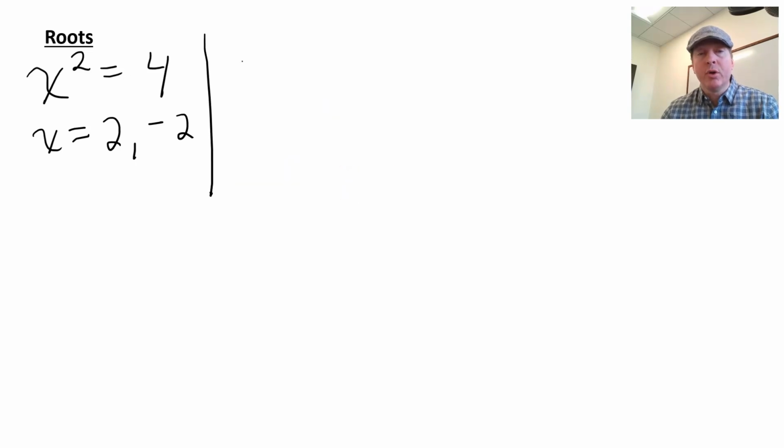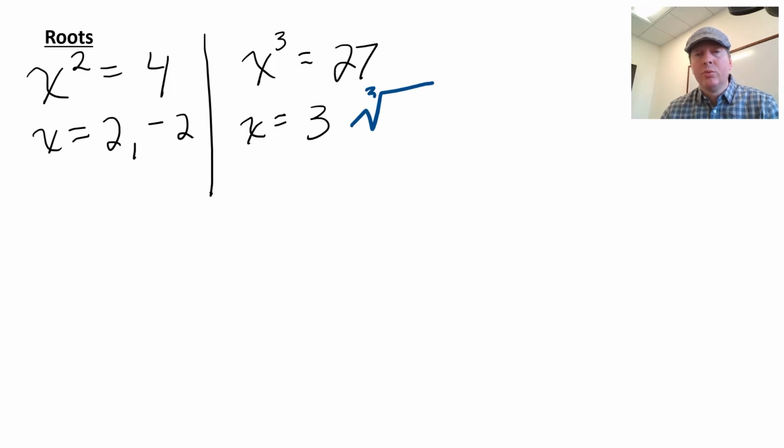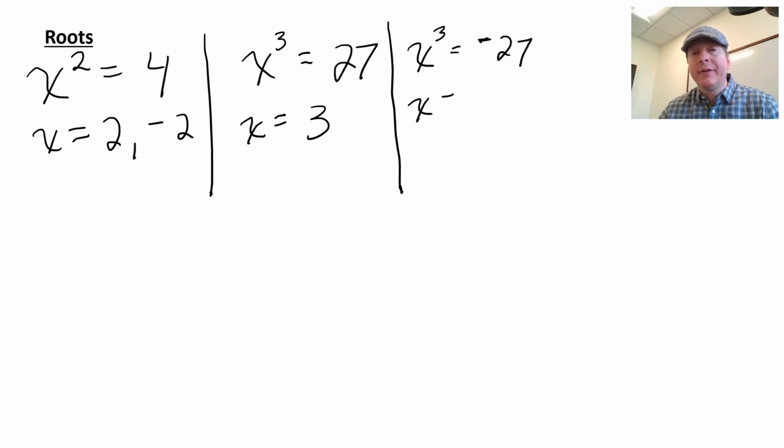How about cubed roots? Suppose I had x cubed equals 27, then x itself is 3 and only 3. And if I were to write cubed root of 27, it's only 3. So if the exponent is an even number, you get two roots, one positive, one negative. But if the exponent is an odd number, you only have one root. Another example, suppose x cubed equals negative 27. Well, in that case, x itself is negative 3. The cubed root of negative 27 is negative 3.